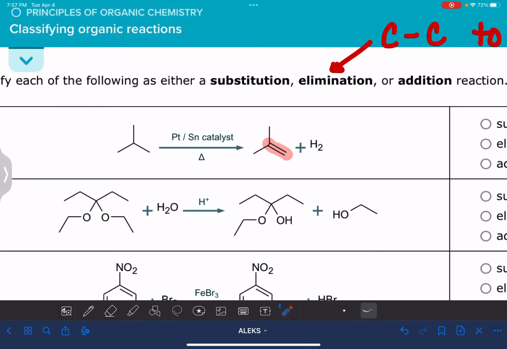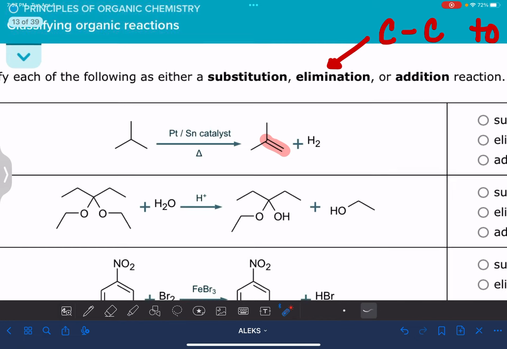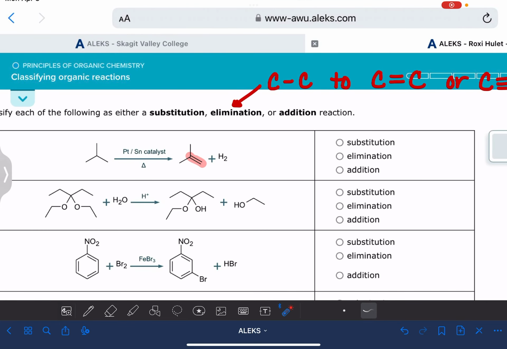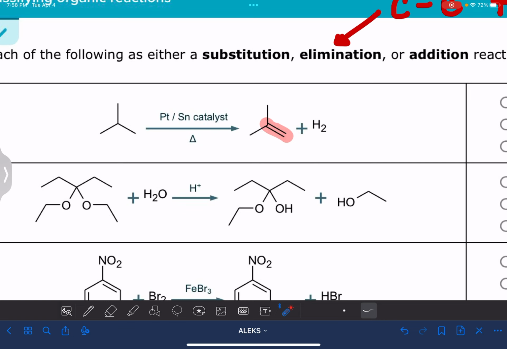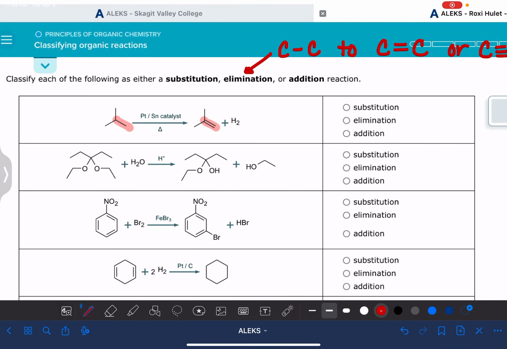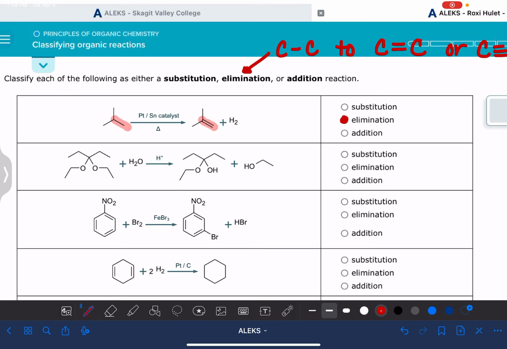Now that doesn't immediately mean that this is an elimination reaction. An elimination reaction is one specifically where a single bond is turned into a double bond. So once we have found the double bond, we need to look back and figure out, was that double bond always there or was it created? This double bond was created in this reaction. The carbon-carbon single bond was turned into a double bond, and that means that this is an elimination reaction. It's an example of elimination.